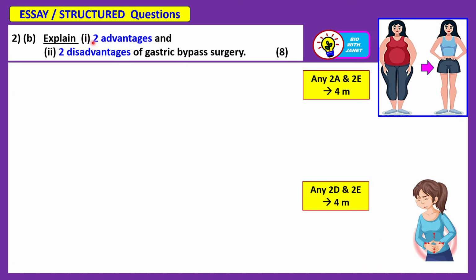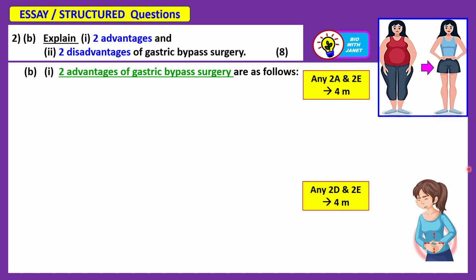Question 2b. Explain 2 advantages and 2 disadvantages of gastric bypass surgery. 8 marks. So again, the tip here is that you have to explain, meaning that you have to have the E point, the explanation or elaboration point. So state first the advantage and then elaborate on it. 1 mark for advantage, 1 mark for the explanation. Similarly, 1 mark for disadvantage and 1 mark for the explanation.